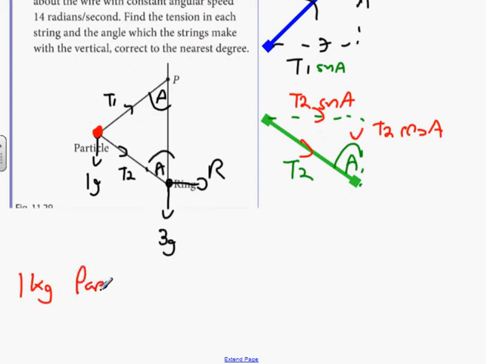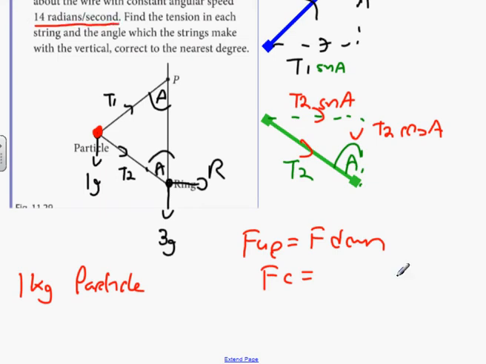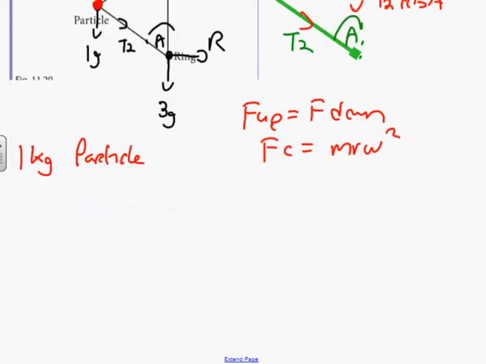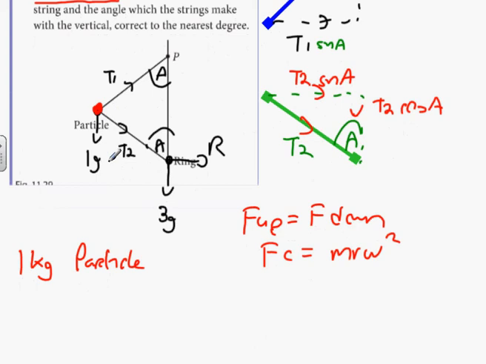Once again, motion in a horizontal circle. F up equals F down, and FC, are we using mr omega squared again? 14 radians per second sounds like angular velocity to me, mr omega squared. So look, you're on a winner now. So, forces up versus force down, what's going up for the particle?